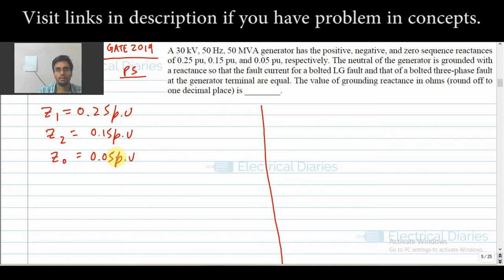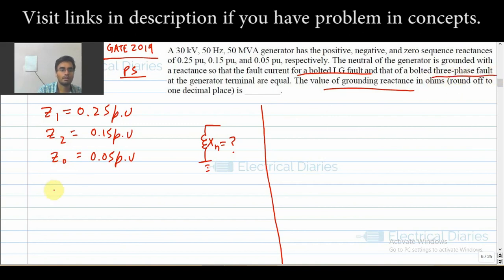So in your fault there is a neutral grounded with reactance. Okay, so it is something like this. Let me say this is Xn, and this we have to find out. Yeah, the value of the grounding reactance we have to find out. And we have been given that the currents for the LG and the three-phase fault are equal.